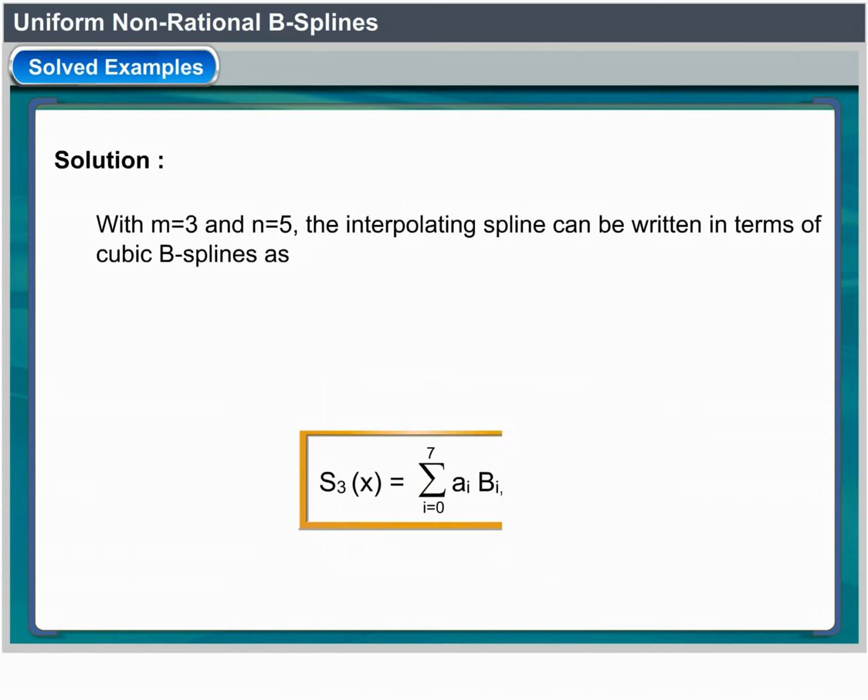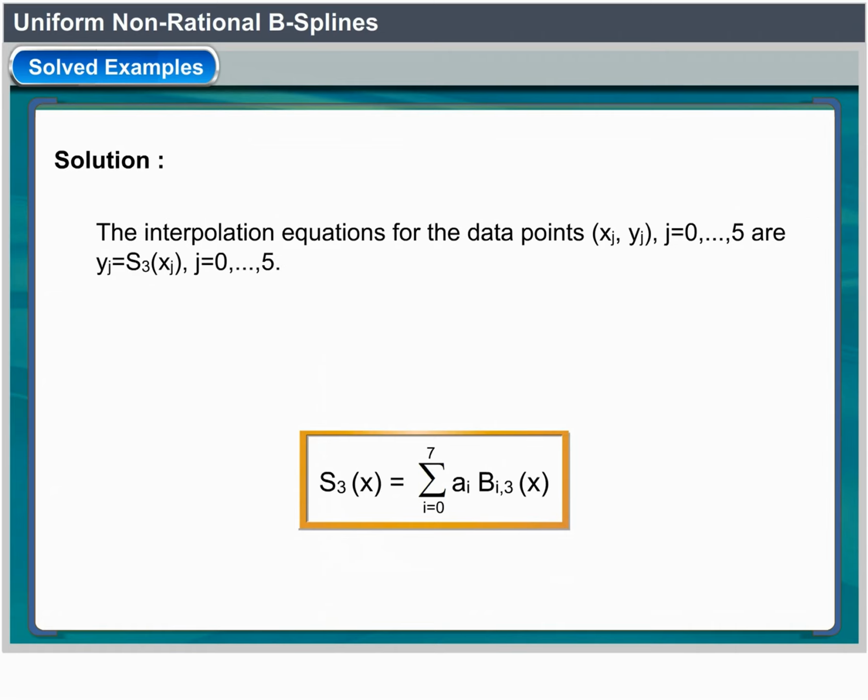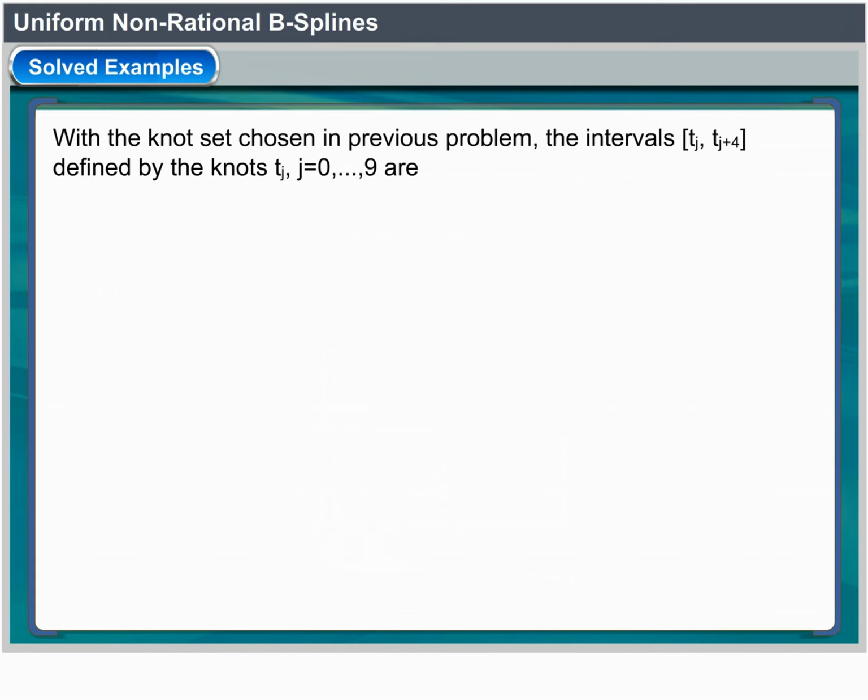The interpolation equations for the data points (x_j, y_j) with j equals 0 going up to 5 are y_j equals s_3(x_j) with j equals 0 going up to 5. With the knot set chosen in the previous problem, the interval [t_j, t_{j+4}] is defined by the knots t_j, where j equals 0 going up to 9. And the following matrix results.